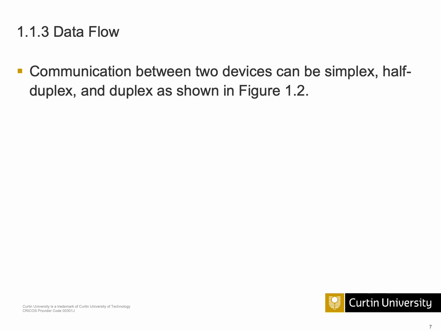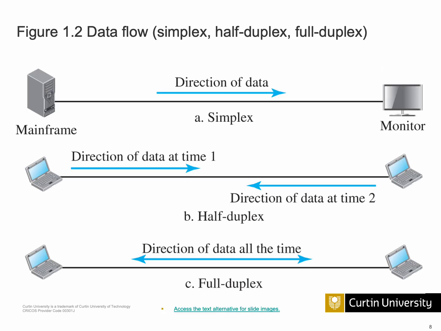Now we look at data flow between two devices. As you can see from this figure, we have three methods of data flow. They are simplex, half duplex, and full duplex. In simplex, the data flow is unidirectional. It can only flow from one device to the other. As you can see from this figure, on the left we have a server and on the right we have the computer. So the server can only send information to the monitor.